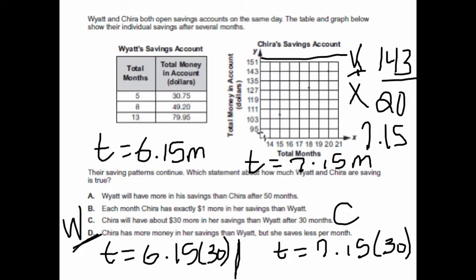Now, if I multiply 6.15 times 30, that's going to come out to $184.50. And likewise, if I multiply 7.15 times 30, that's going to come out to $214.50. So, answer choice C: Kira will have about 30 more in her savings than Wyatt after 30 months. Well, I can see the difference here between 184 and 214 is 30. So C is going to be our correct answer. Let's go ahead and look at one more.